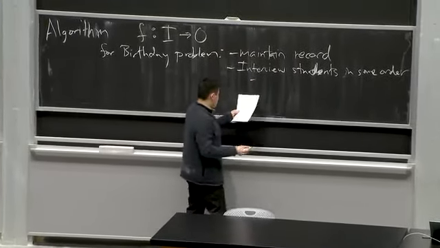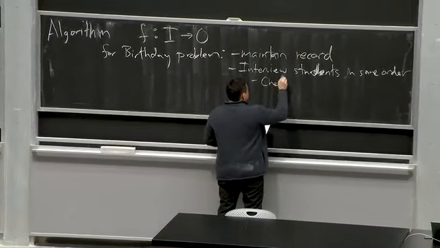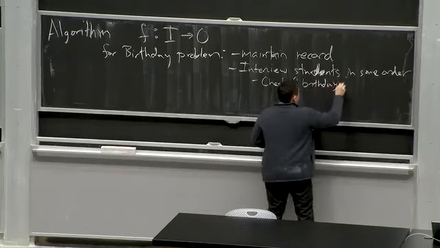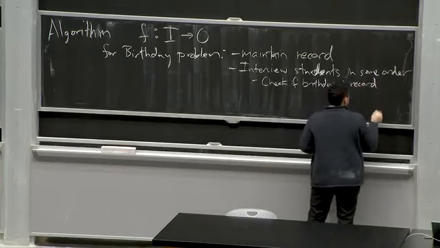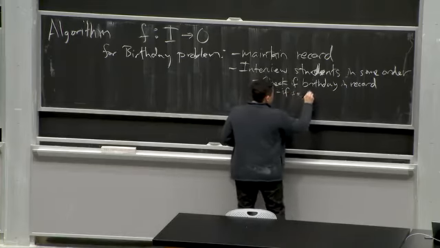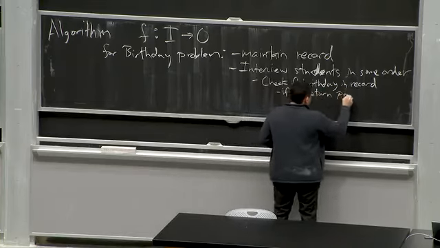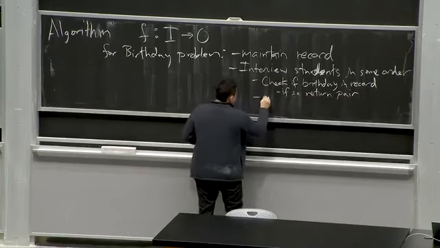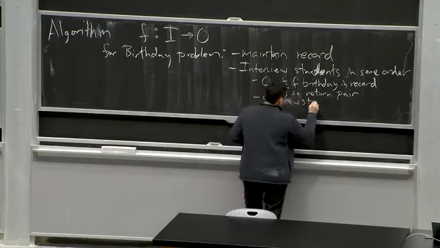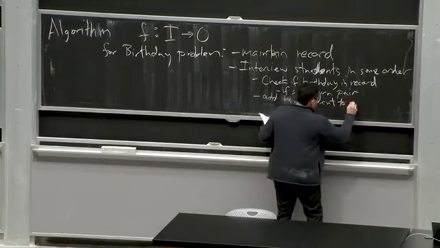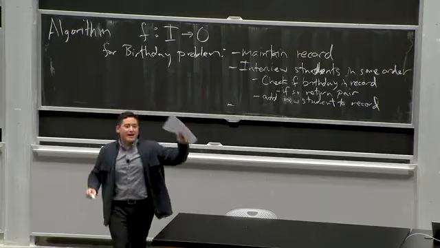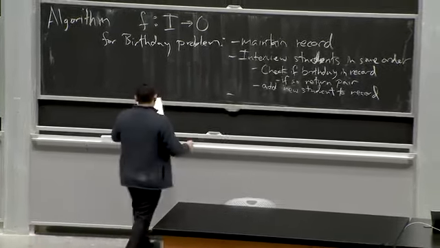It means two things. It means check if the birthday is in the record, and if it is, return a pair. Otherwise, add a new student to the record. And then at the very end, if I go through everybody and I haven't found a match yet, I'm going to return that there is none.